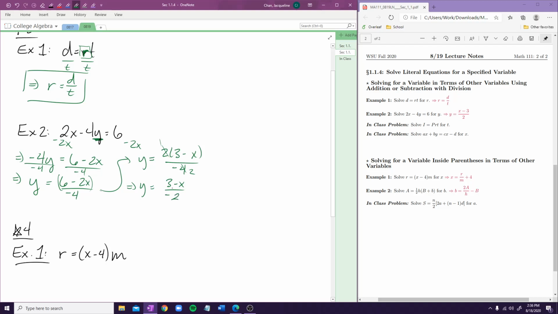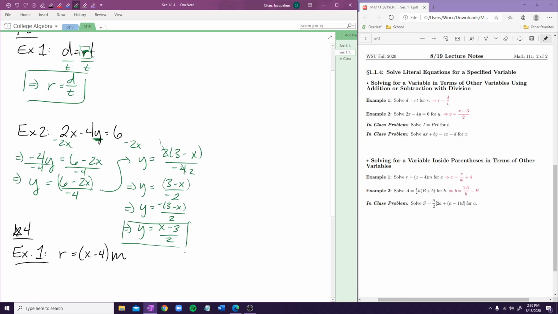I personally do not like it when negatives are in the denominator, so I'm going to bring this up. When I do that, keep in mind, like I said before, this is a group. So this becomes negative, 3 minus x, over 2. But what the hey, let's distribute this. When we distribute it, we're just going to flip it because this becomes negative 3 plus x. I'm going to write this as x minus 3 over 2.